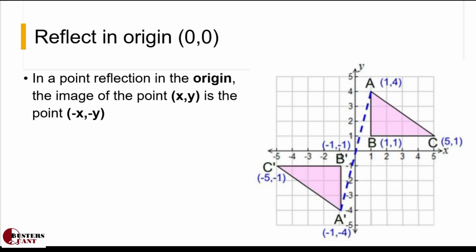Now to find the reflection with respect to the origin, what we need to do is just change the sign. There is no need to do anything else, just change the sign. If it is 1 comma 4, after reflection through the origin it will be minus 1 comma minus 4, just change the sign of the points. If 5 comma 1 was the initial point, for example, it will be minus 5 comma minus 1. If the initial point was 1 comma 1, it will be minus 1 comma minus 1. So we just need to do this.